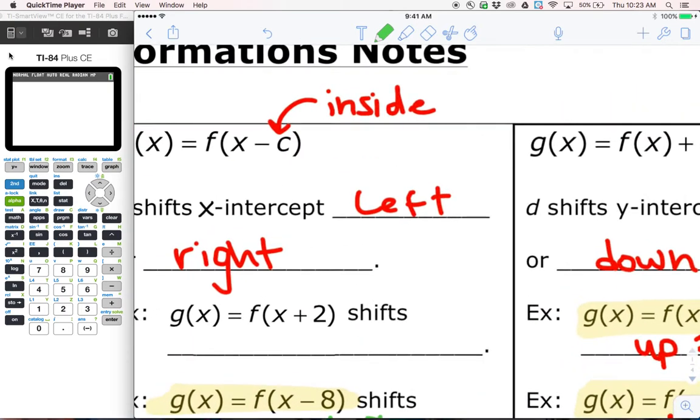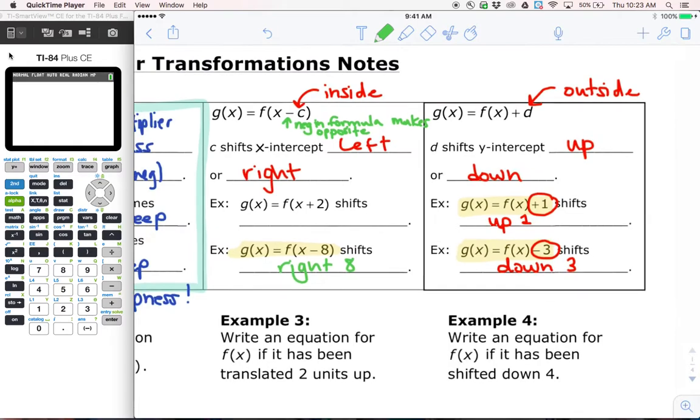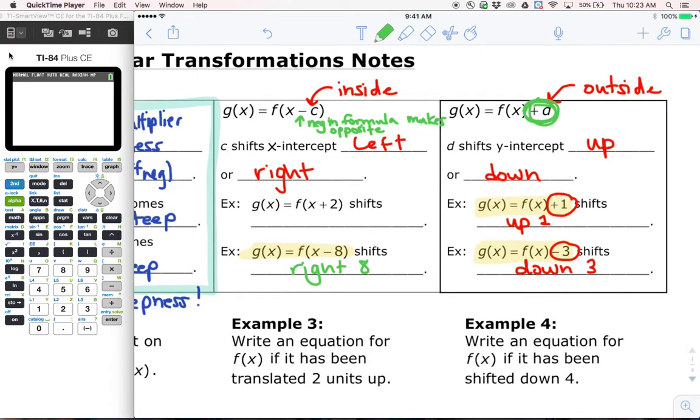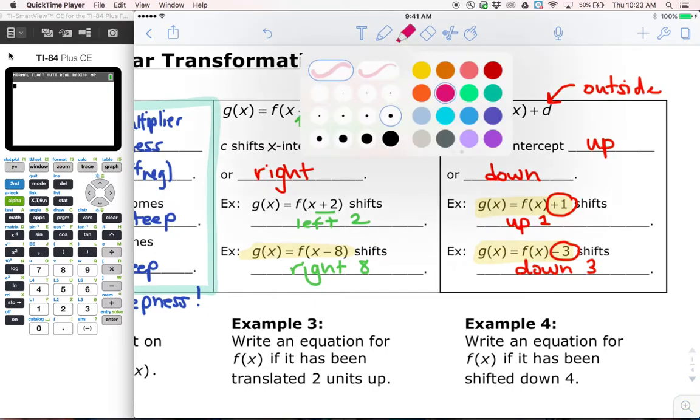So I'm going to write here: negative in formula makes opposite. Because the negative is in the formula, it makes opposite. That kind of makes sense when you think about how this was a positive, so we just did what we thought we would do, right? But here, this negative means we're going to go opposite. So in this case, since I see a plus 2, I'm going to go left 2. All right, so this one was definitely the weird one.